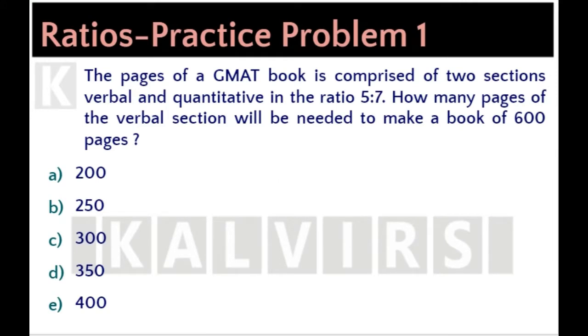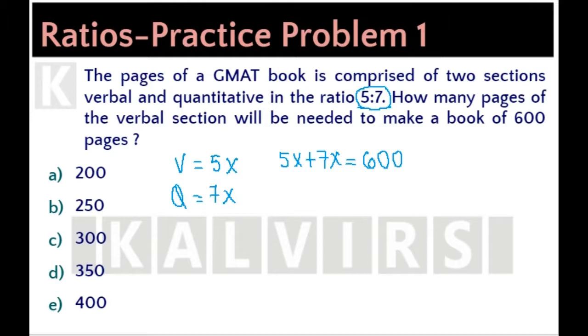Let the number of pages of the verbal section be 5 times x. The number of pages of the quantitative section becomes 7 times x, since the ratio is 5:7. If the number of pages of the book is 600, it means 5 times x plus 7 times x equals 600. Finally, solve for x in order to find the value of 5 times x. Choice B is correct.